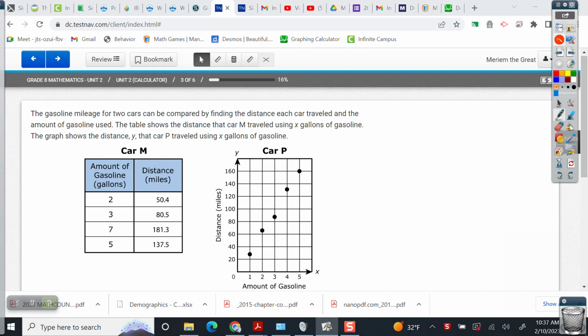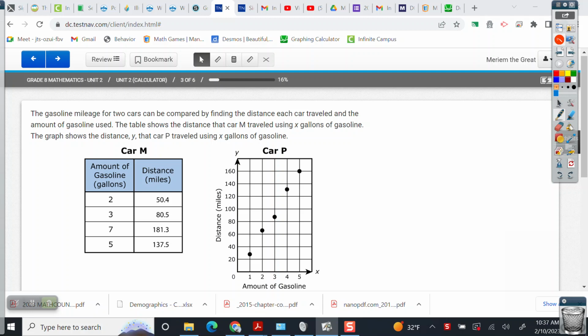All right, so the gas mileage for two cars can be compared by finding the distance each car traveled and the amount of gas used. The table shows the distance that car M traveled using X gallons of gasoline. The graph shows the distance Y that car P traveled using X gallons of gasoline.